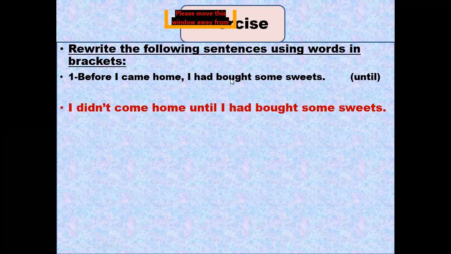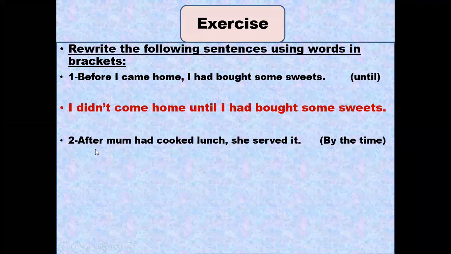Did you get the point? Did you understand? Yes, miss. Okay, let's go to the second one. After mom had cooked lunch, she served it. If we use until, we have to make the first sentence negative, negative in the past simple. It's the rule of until. Okay, thanks. After mom had cooked lunch, she served it. By the time.